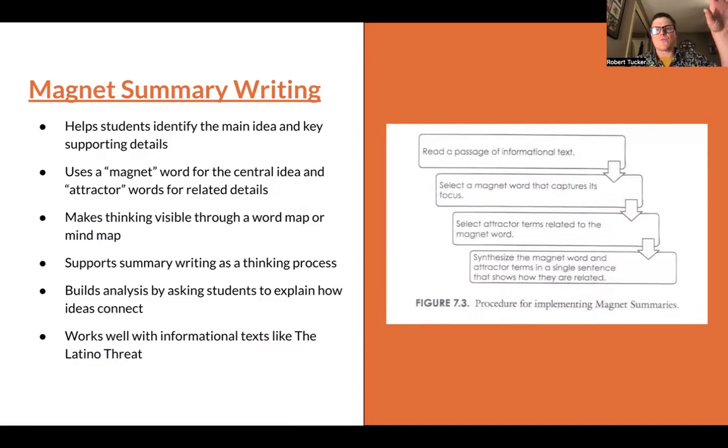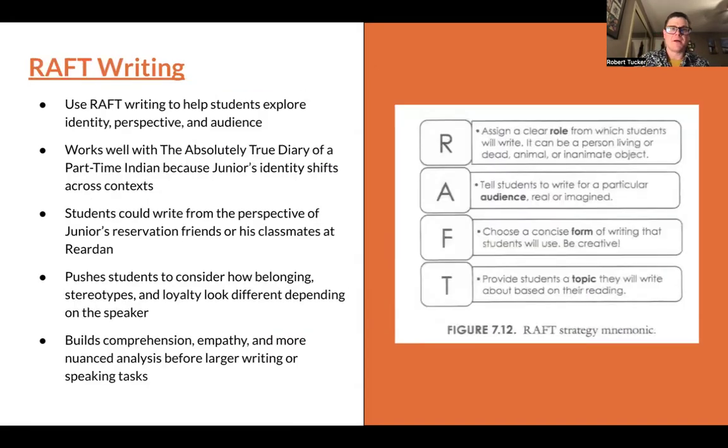So, they would identify the magnet word, which is that central idea, and then they would identify attractor words, which are connected to it. I personally love this approach because you have to figure out the connection between the words to understand the concept as a whole. And I think that level of understanding goes a little bit deeper than just defining things or stating a main idea. You have to understand the connections, and in doing so, I think you get a deeper understanding of the actual text.